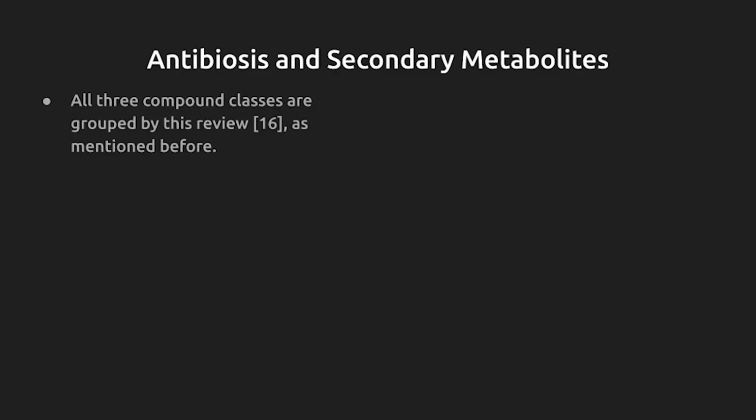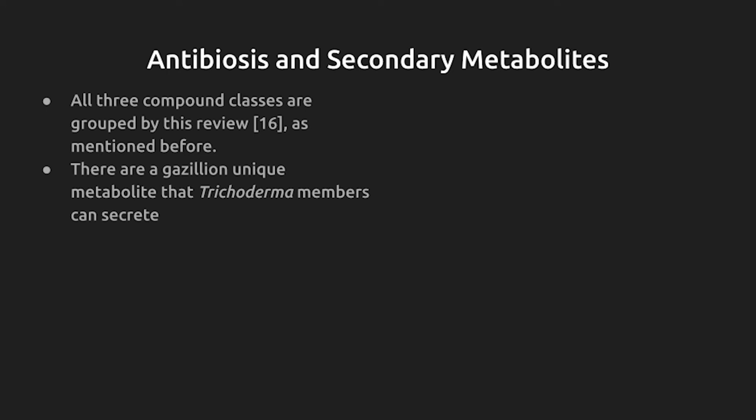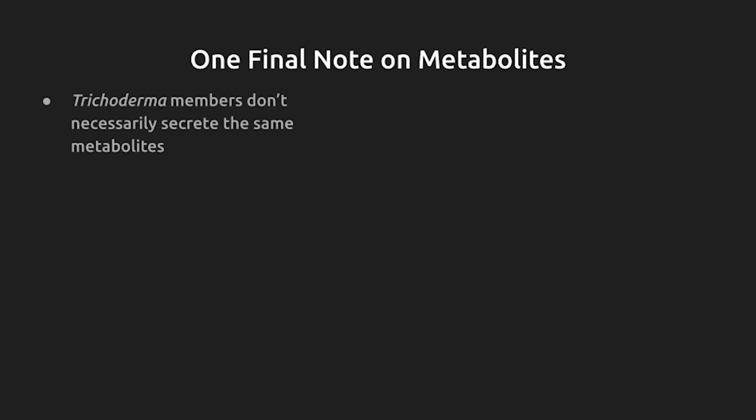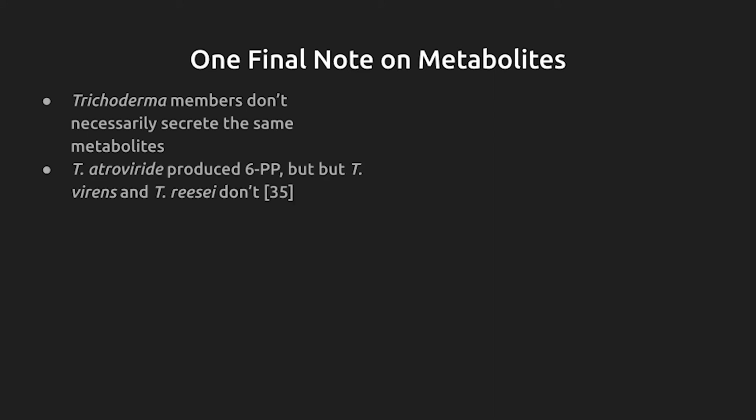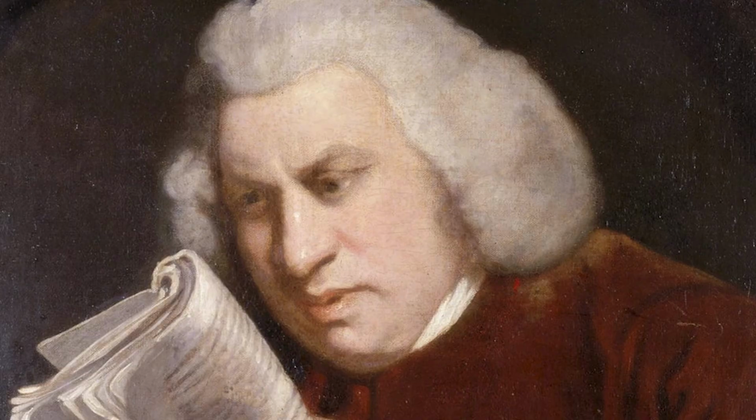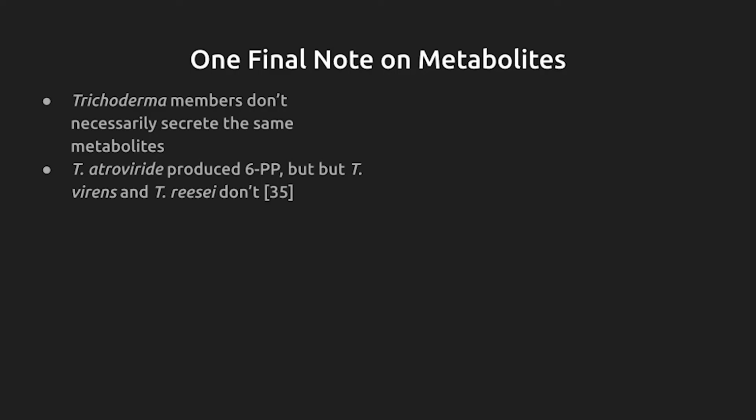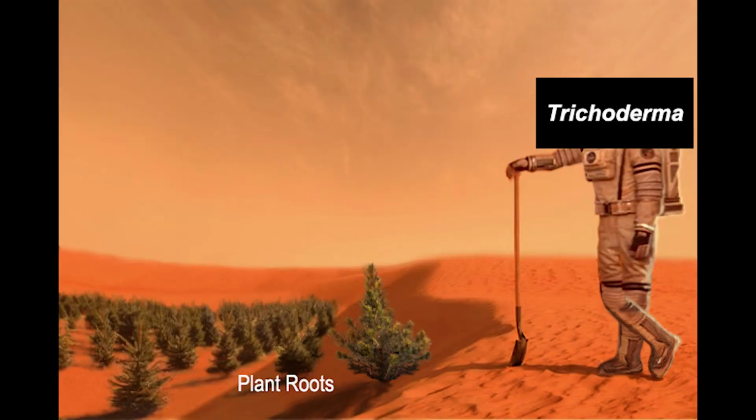All three compound classes are secreted by Trichoderma species and are antifungal to plant pathogens. There are, of course, dozens or even hundreds we could talk about, but we don't have that kind of time. Not all Trichoderma members produce the same metabolites. Trichoderma atroviride produces 6-PP, but T. virens and T. reesei don't. That's it. Next. Trichoderma attempts to colonize plant roots as part of its initial induction of plant resistance.